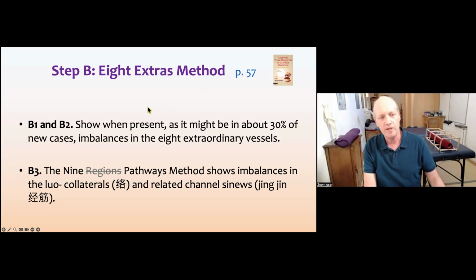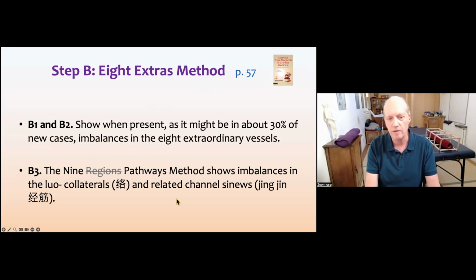So this is split into 3 sub-steps. B1 and B2 are all about the extraordinary vessels. And B3 is now called the 9 pathways method, and that shows imbalances in the low collaterals. So it's a really brilliant step. I'll explain much more about exactly what it's showing, but just right now, think of this B3 sub-step as being all about muscular imbalances, obvious imbalances that are physical, not so much to do with the organs.